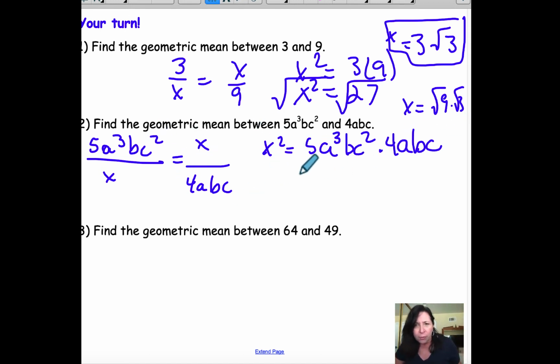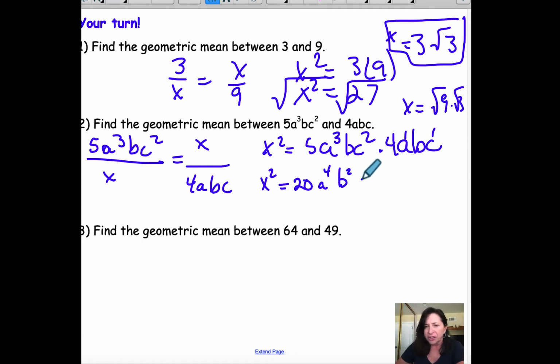So first I'm going to simplify. x squared equals 5 times 4, which is 20. I've got a cubed times a, that's a to the 4th. b times b is b squared. And c squared times c. Remember the rule, you guys: when you're multiplying the same variables, you keep the base and add the exponents. So that's just going to be c to the 2 plus 1, which is 3.